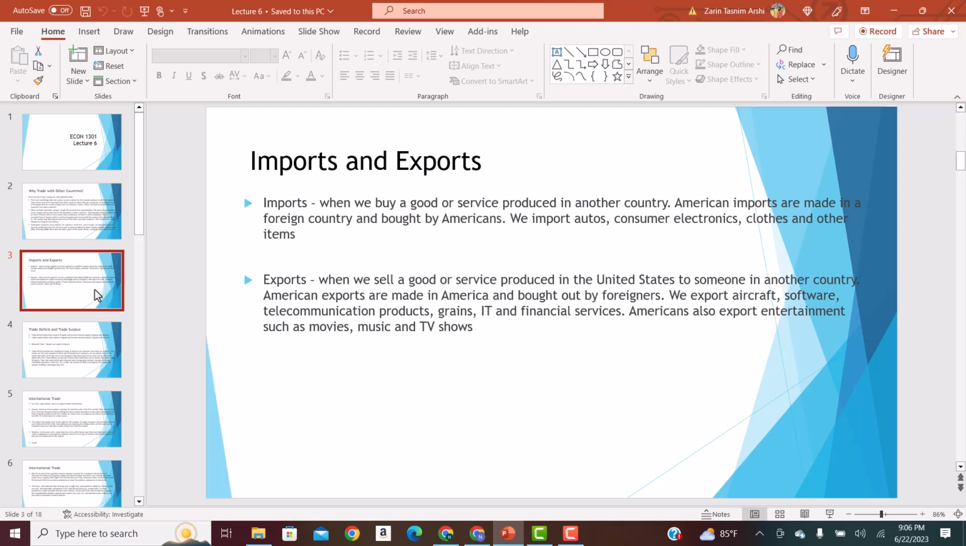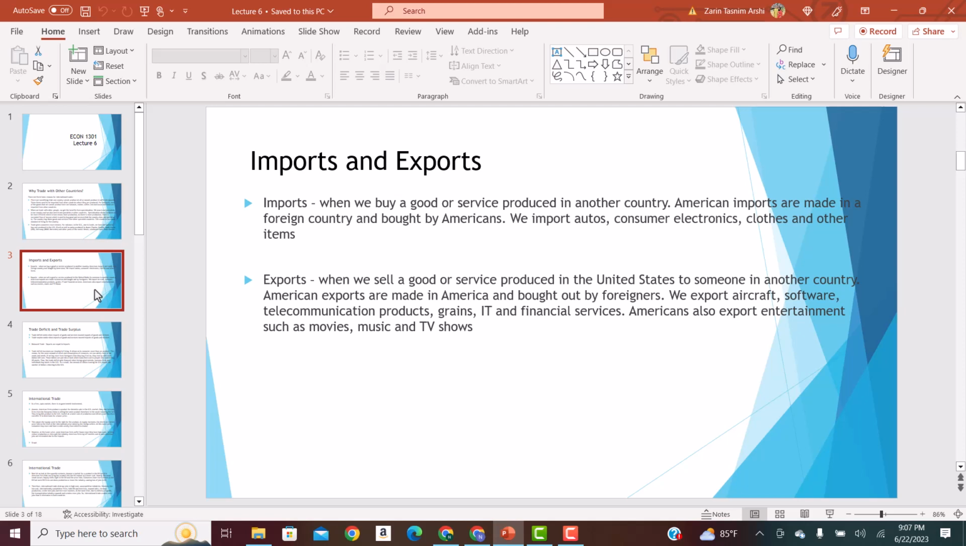So what are imports? Imports are when the country buys goods and services produced by another country. So let's say when the US is buying coffee or tea from England or from India, then they are basically importing tea from India to the United States. The tea was produced in India, and the US did not produce the tea, so they are buying the tea from that country, and that is called import. American imports are made in the foreign country and bought by Americans. We import cars, autos, consumer electronics, clothes, and other items.